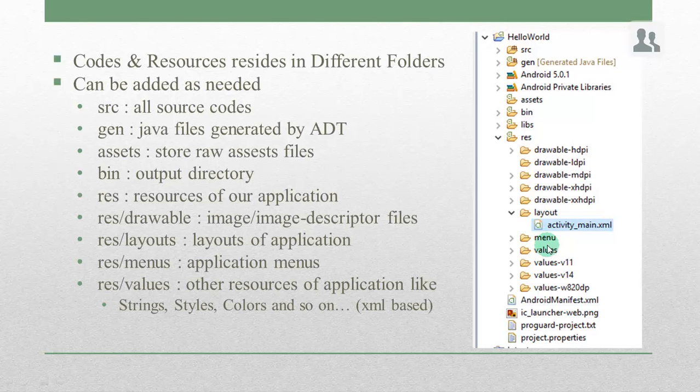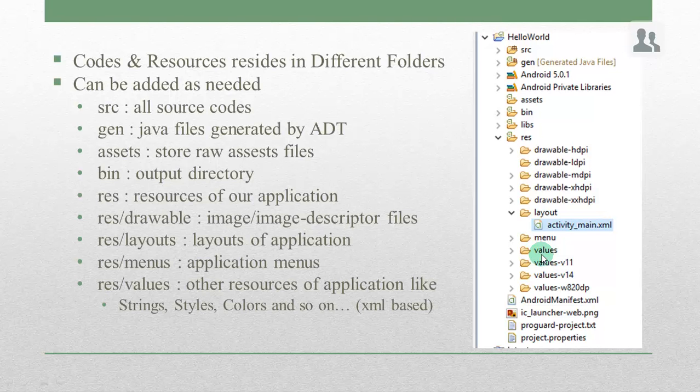Then the values folder is there, which contains the other resources of the application like strings, styles, colors, and so on. These are XML-based resources, containing the strings, styles and colors that you use in your application. So you don't have to use hard-coded values in your application files, but you can make the resources in different XML files and refer to that particular name where you want to use it in your application.